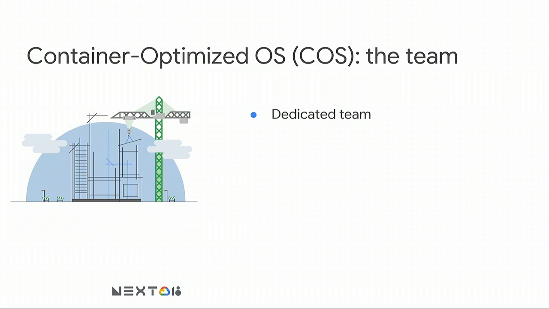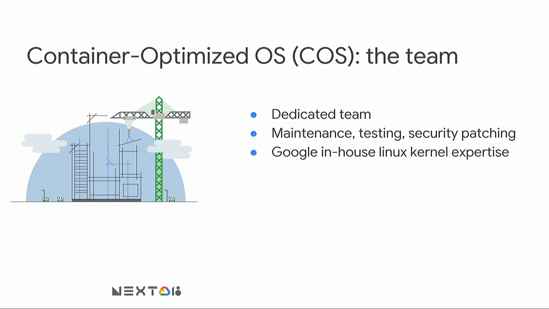I also briefly wanted to mention the team behind COS. We have a dedicated team that is working on maintenance, testing, security patching. We also have a lot of Google in-house Linux kernel expertise. So that benefits the whole Linux ecosystem. Those people are developing new kernel security features and also finding vulnerabilities and patching them. But we're also benefiting from that expertise with COS. So we're driving features through the kernel and into COS that we're making use of.